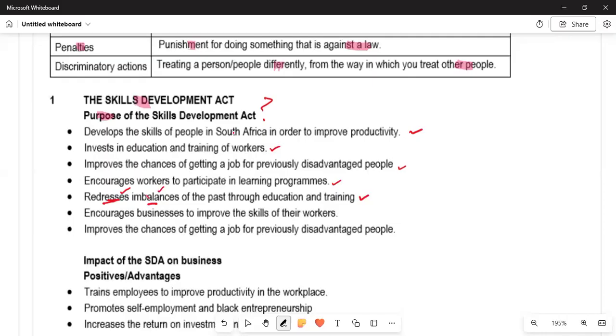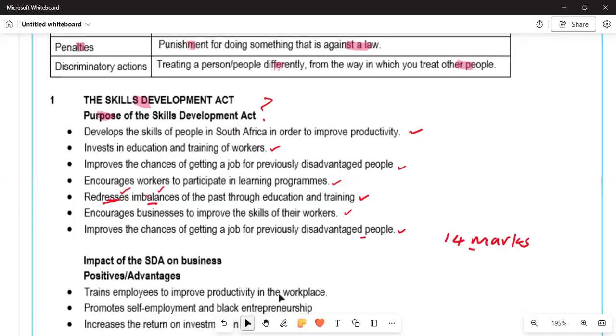Encourages business to improve the skills of their workers. It is as simple as that. So we make sure that we encourage business to improve the skills of their employees. Improve the chances of getting jobs for the previously disadvantaged. They are now going to be accommodated. They can now access jobs because they are fit enough to fill those posts, since they are now very competent. So that is very important to know.